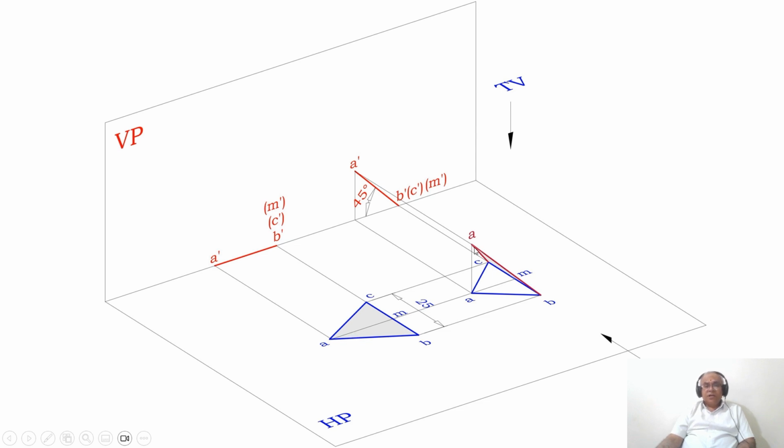But in this position, you will not be able to see the line. But as you look from the front view, A dash is visible, B dash is visible, and C dash and M dash are invisible. So that is how you are getting a line here. That is basically why you are getting that line, because the profile itself is perpendicular to VP and inclined to HP.